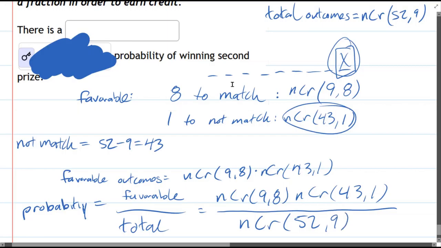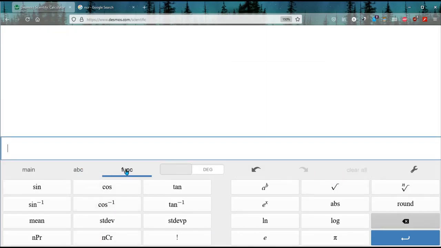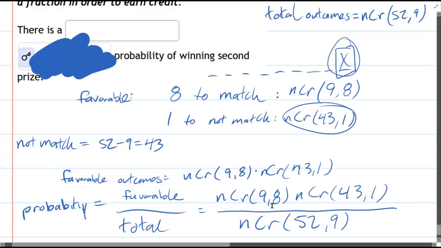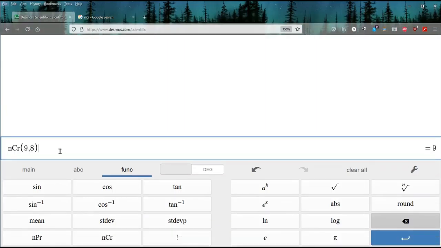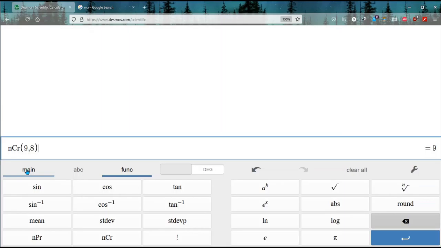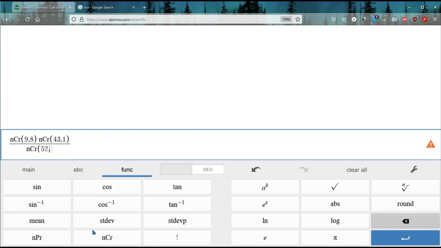Now we can take this over to the calculator. Let's clear this out. You do have to click on function over here, nCr. The numerator was nCr 9,8 and the second was nCr 43,1. So here it's nCr 43,1, close parenthesis. Denominator was the big nCr, that was the total, 52 choose 9. Close parentheses, enter. There we go.